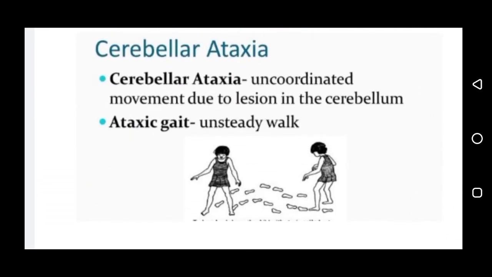This picture shows the cerebellar ataxia and ataxic gait. Ataxia occurs due to uncoordinated movement due to lesion in the cerebellum, and the gait is unsteady. So this picture shows how the patient walks in this cerebellar lesion.